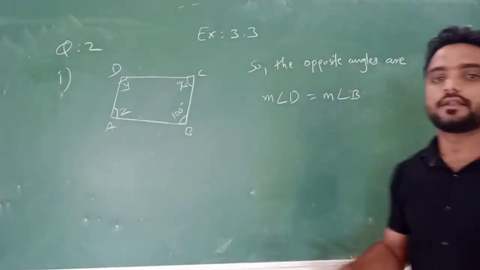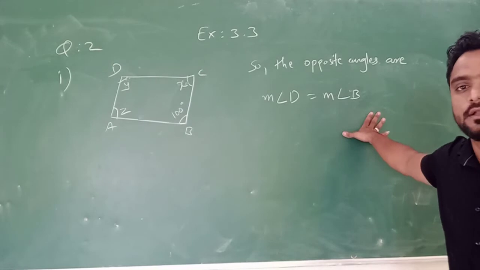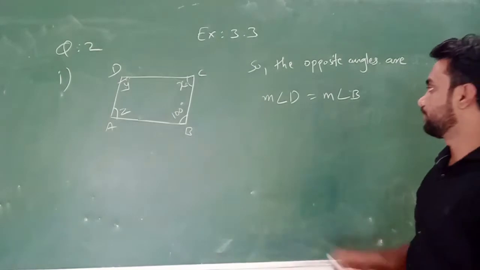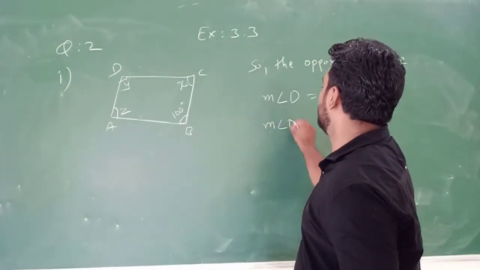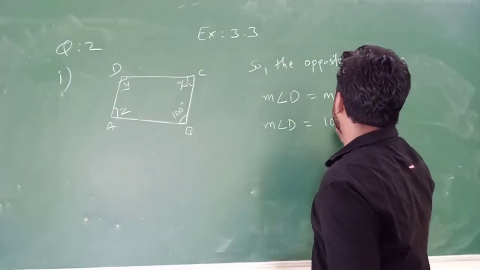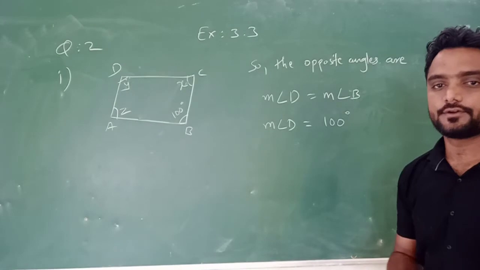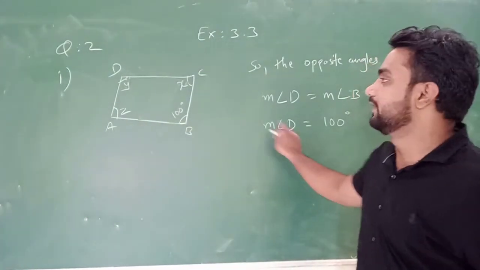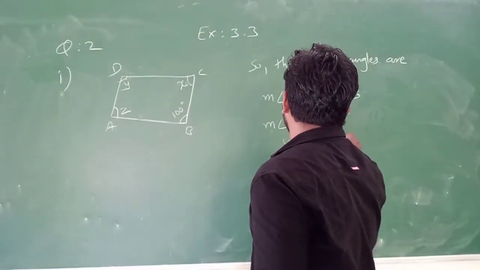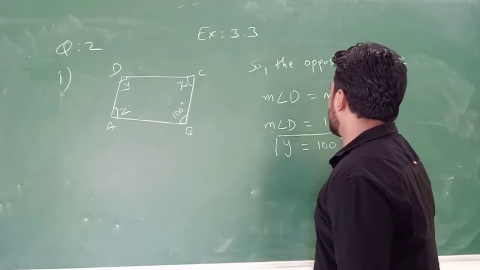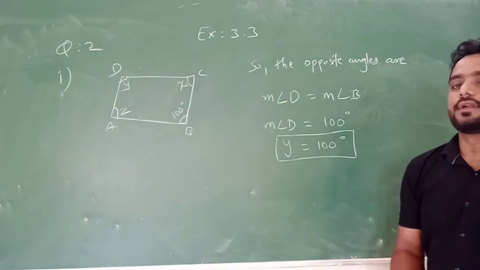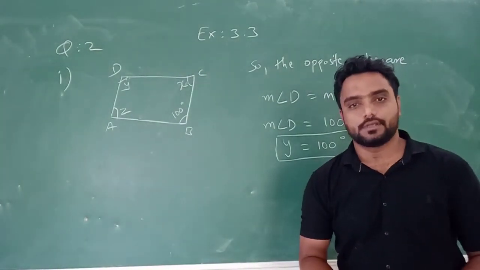ये मैं लिख सकता हूँ that measure angle D is equal to measure angle B, on the basis of the properties of the opposite angles of a parallelogram. Understand? So according to that, I can write measure angle D is equal to how much? Measure angle B is how much? 100 degree. Understand or not? Okay, so what is the measure of angle D? That is y. So y is equal to how much? 100 degree. Okay, so here I obtain the first value, that is the value of y. Understand or not? On the basis of the property that opposite angles of a parallelogram are equal in measure.